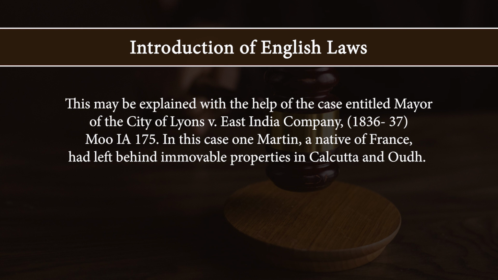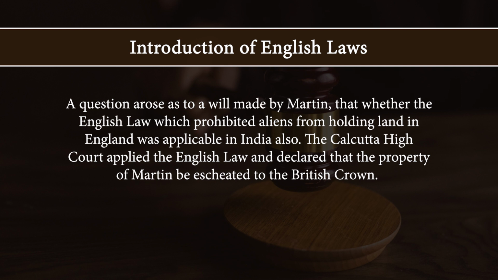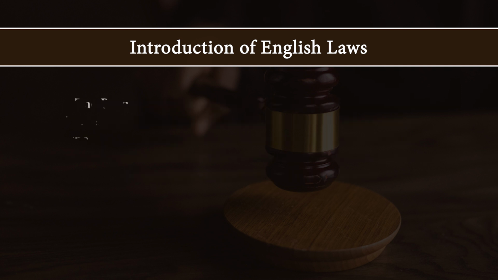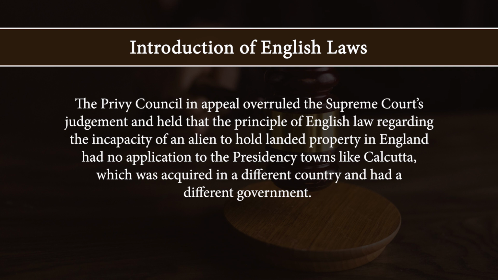In this case, one Martin, a native of France, had left behind immovable properties in Calcutta and Oudh. A question arose as to a will made by Martin, whether the English law which prohibited aliens from holding land in England was applicable in India also. The Calcutta High Court applied the English law and declared that the property of Martin be escheated to the British Crown.